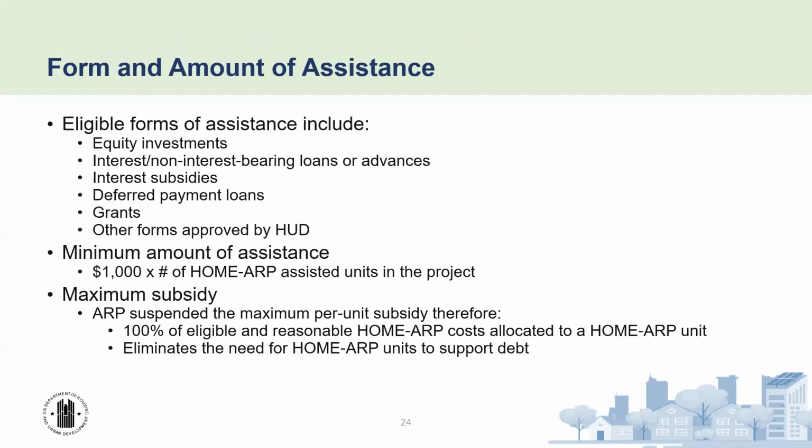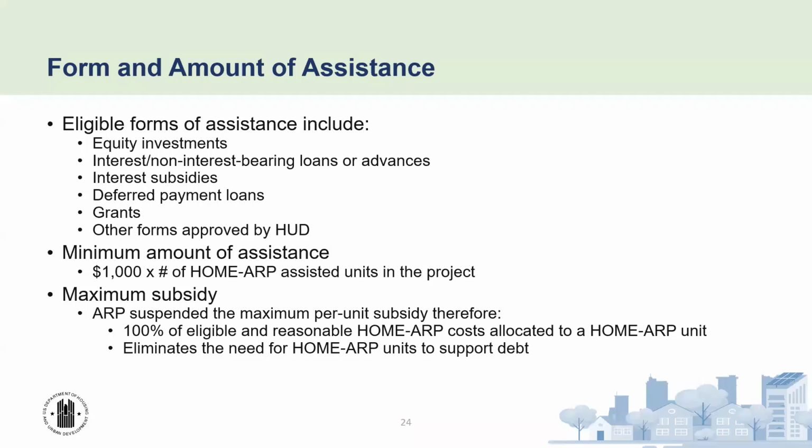The eligible forms of HOME-ARP assistance include equity investments, interest and non-interest bearing loans, interest subsidies, deferred payment loans, grants, and other forms of assistance approved by HUD. These should all look very familiar as they mirror HOME. The minimum amount of HOME-ARP assistance the PJ can invest in a project should also look familiar. It's $1,000 times the number of HOME-ARP units in the project. So a 20-unit project with 10 HOME-ARP units would require a $10,000 minimum HOME-ARP investment.